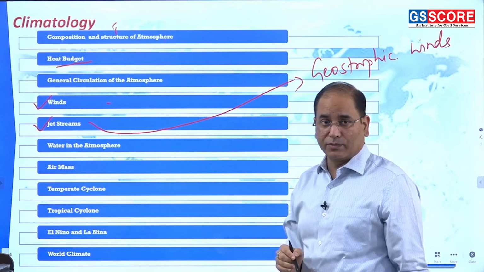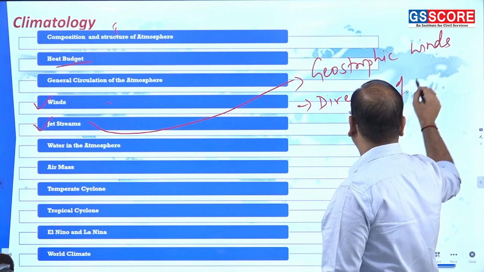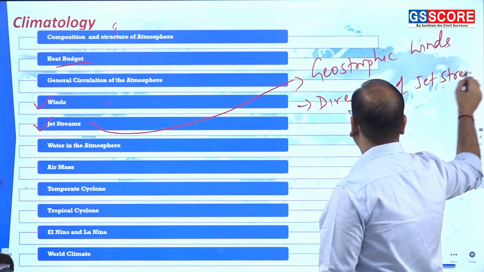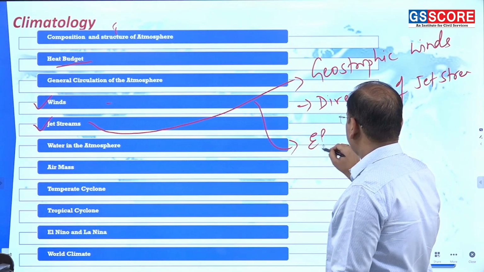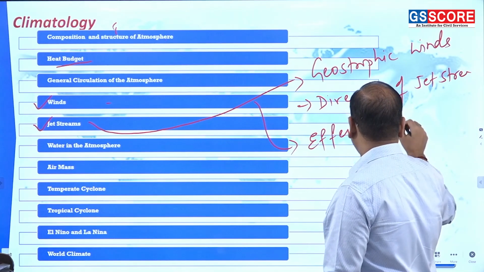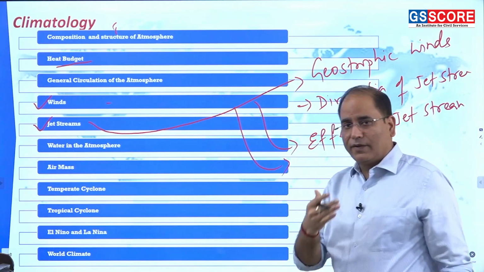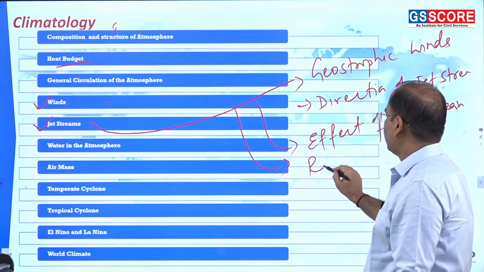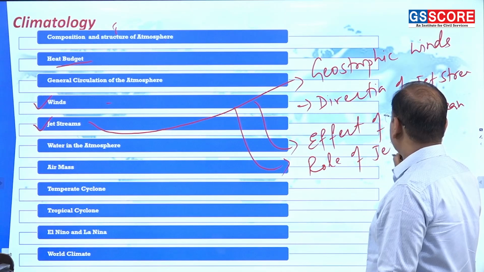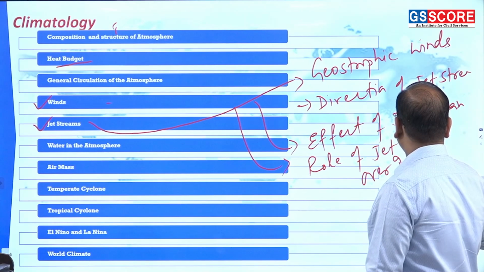So, for jet streams you are supposed to study the direction of the jet stream, how the jet stream affects any area. So, effect of jet stream. In fact, jet streams affect the Indian monsoon. So, role of jet stream over Indian monsoon.